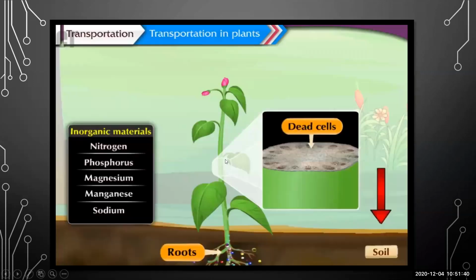Now, from where do the plants get this nutrition? The roots are very rich and near to the soil. So the roots will absorb the nutrients and minerals from the soil. From there, they will get nitrogen, phosphorus, manganese, etc., the inorganic materials from the soil.